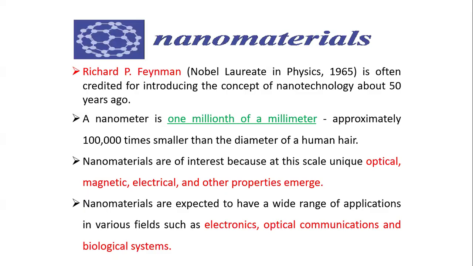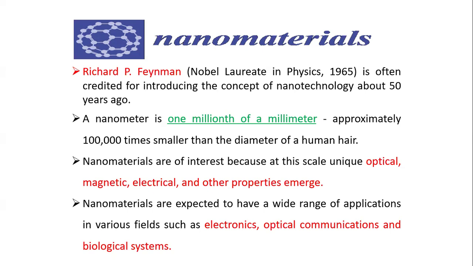Today, let us talk on the topic nanomaterials, which is included in the module 3 of applied chemistry. We all know the term nano. The term nano is used for everything which is small. But in chemistry, a nanomaterial refers to a material with at least one of its dimension in nanoscale.